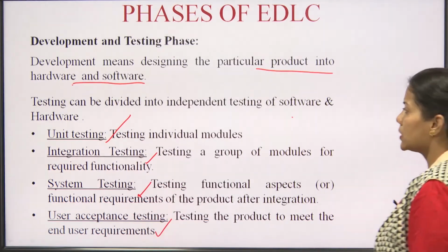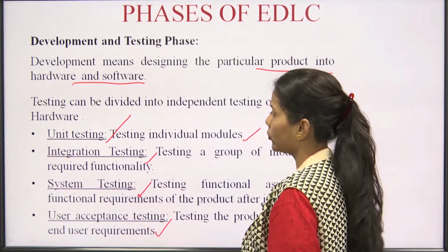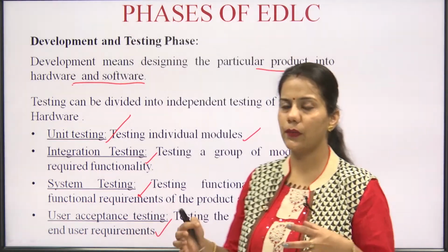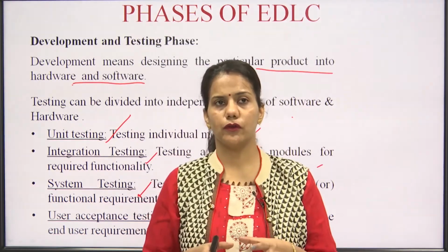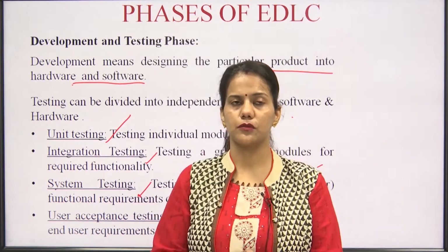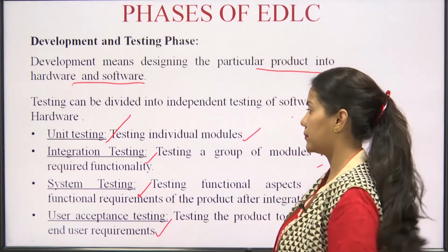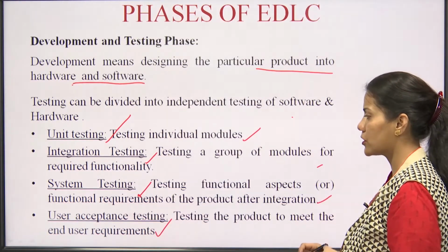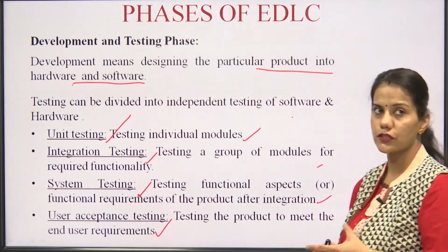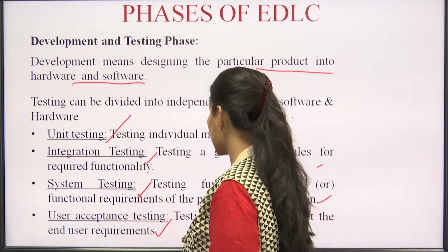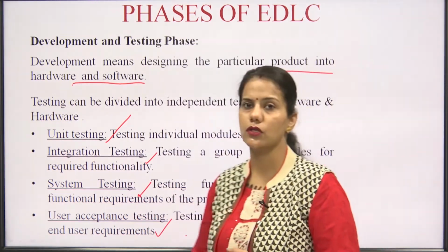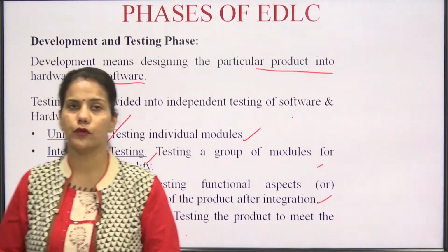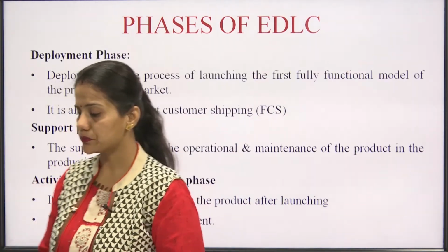So, unit testing means that different modules have to be tested. Integration testing means the different modules are combined for the different types of functionalities, and these have to be tested. System testing is testing the functional aspects for the functional requirements of the product after integration. User acceptance testing is testing the product to meet the end user requirements. So, all these types of testing have to be performed in the testing phase.